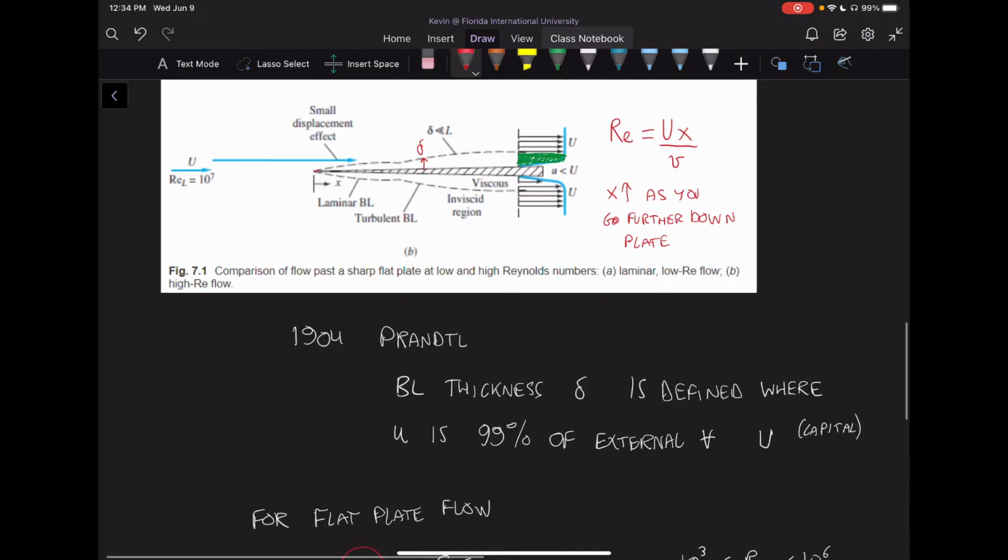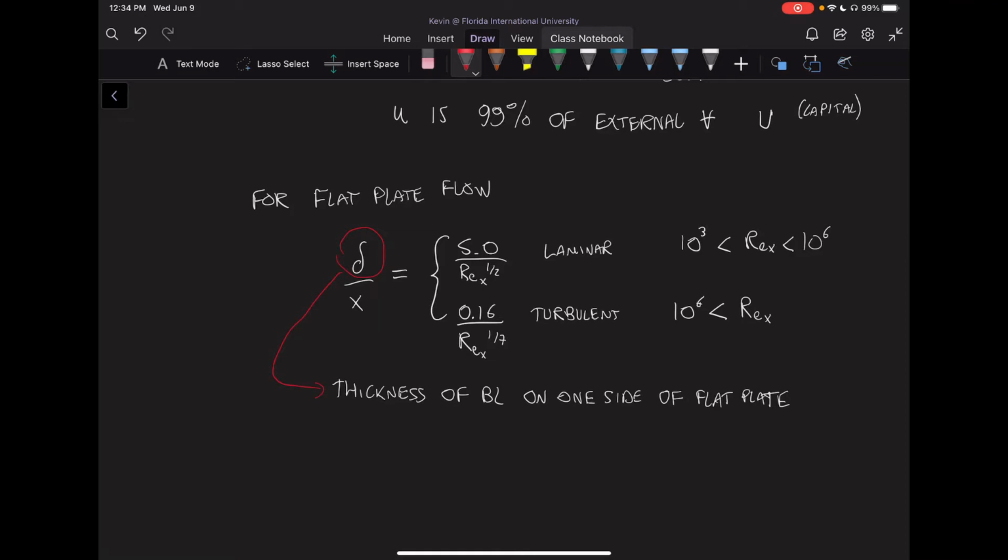Okay, and the x value, so the second value here, is the distance from the start of the flat plate. So depending where we are on the distance in the flat plate, we're going to have a different delta, essentially. Our delta is going to be changing with the distance along the flat plate if we know our Reynolds number, okay? So that's going to be very important.